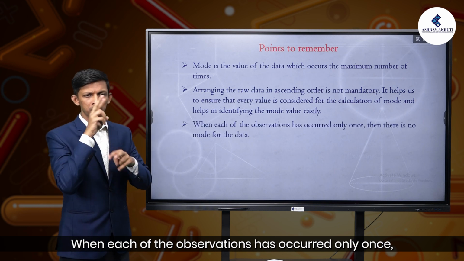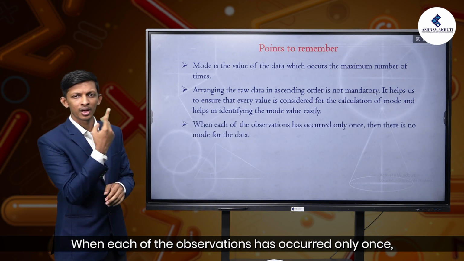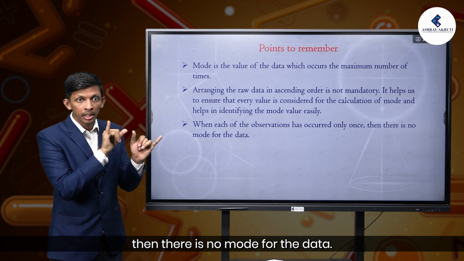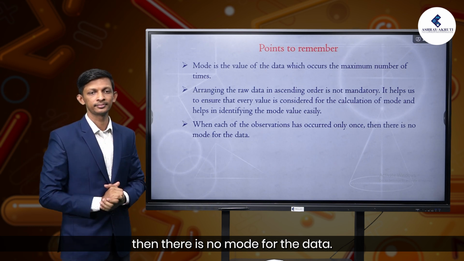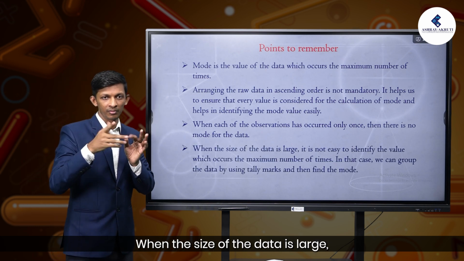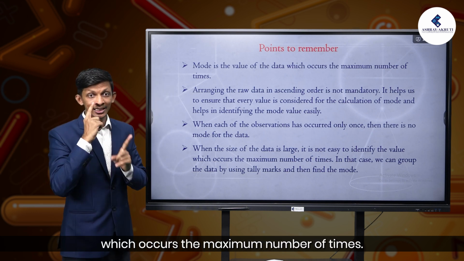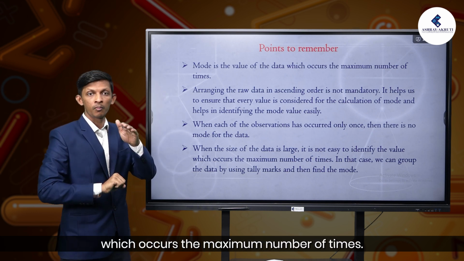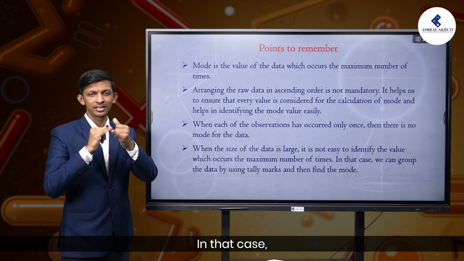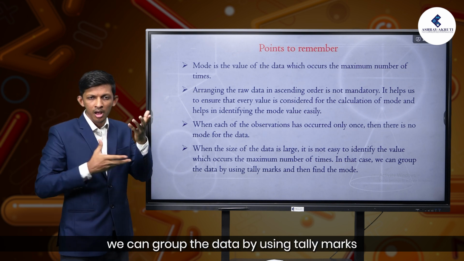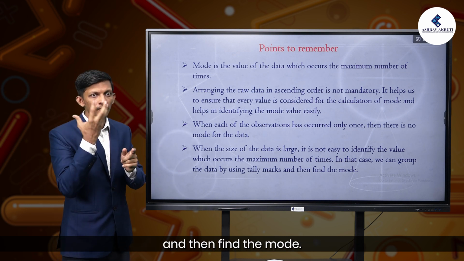When each of the observations has occurred only once, then there is no mode for the data. When the size of the data is large, it is not easy to identify the value which occurs the maximum number of times. In that case, we can group the data by using tally marks and then find the mode.